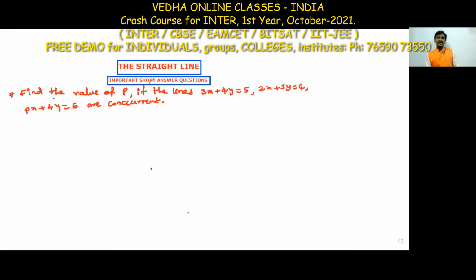So here, in the straight lines, important short answer questions. Find the value of P if the lines 3x plus 4y equals 5, 2x plus 3y equals 4, and px plus 4y equals 6 are concurrent. Okay. So if they are concurrent, they pass through the same point. They are intersecting at the same point. Based on that property, we are going to find the value of P.